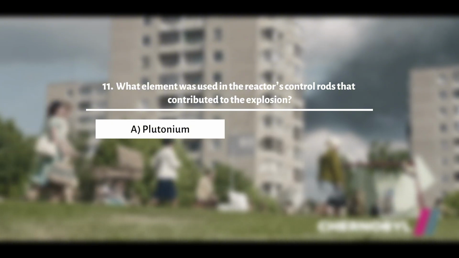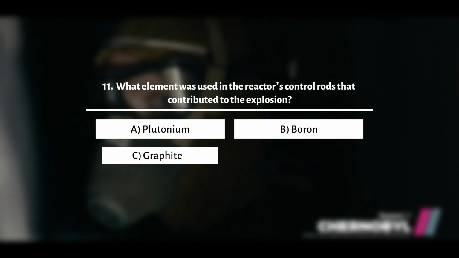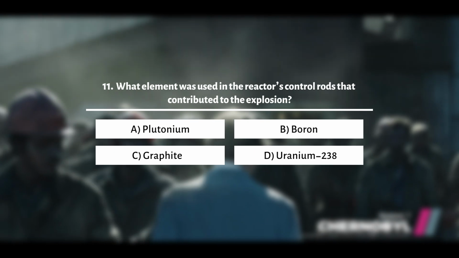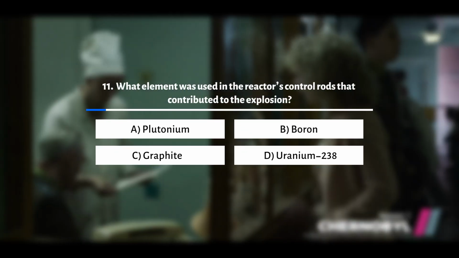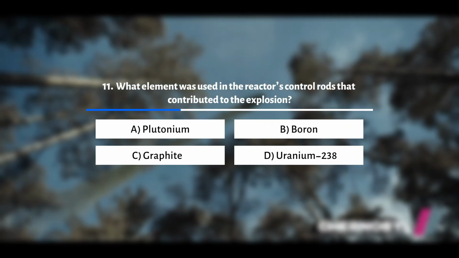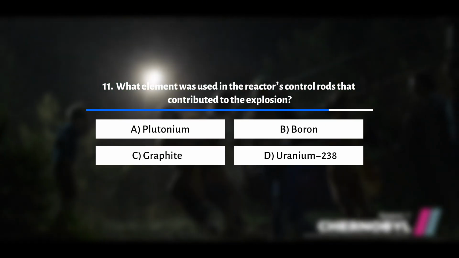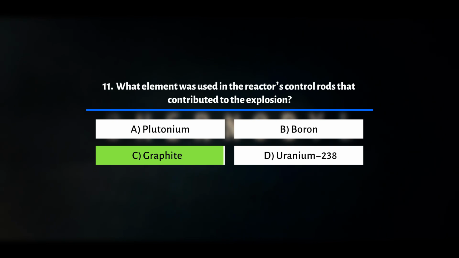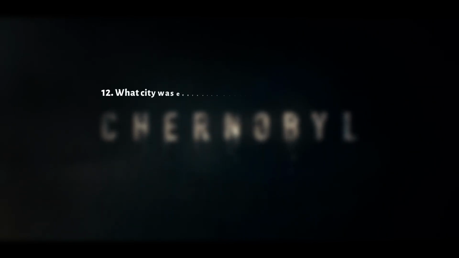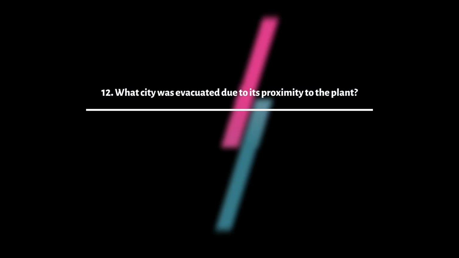A. Plutonium. B. Boron. C. Graphite. D. Uranium-238. Correct answer, graphite. 12. What city was evacuated due to its proximity to the plant?